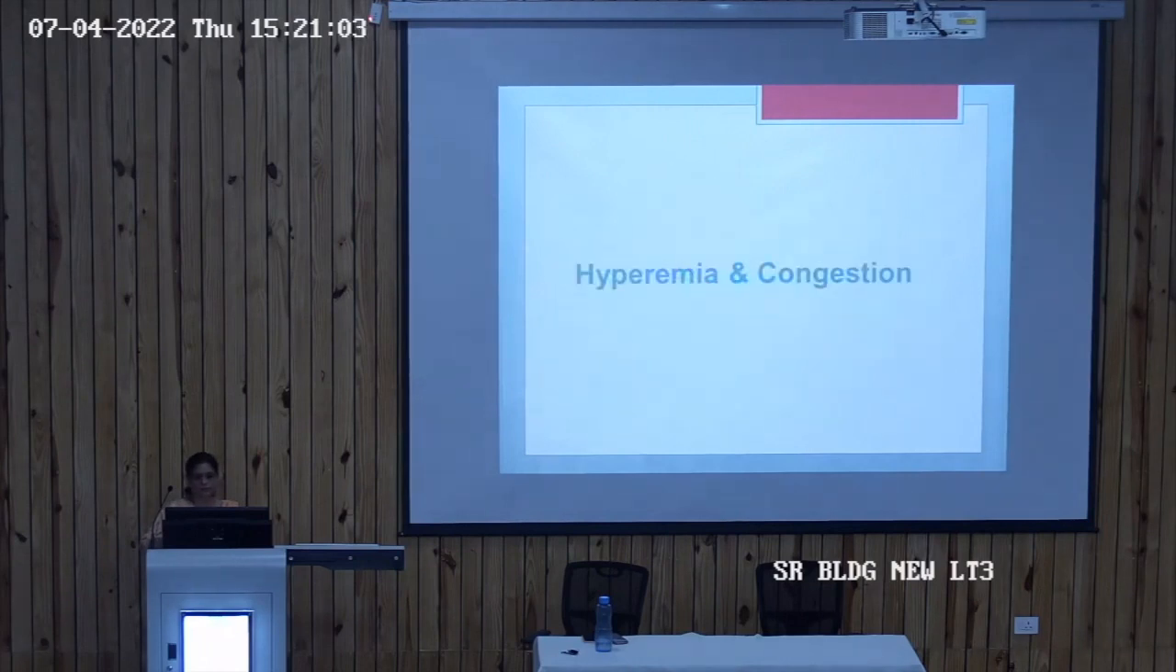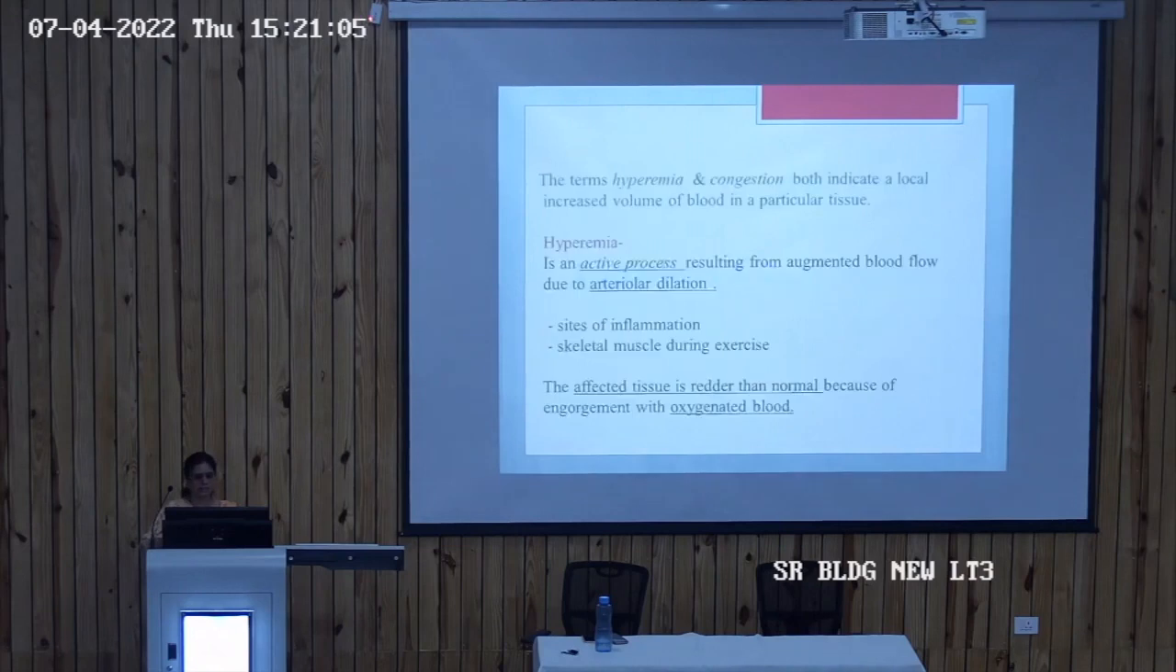So this was edema. Now this is today's lecture, hyperemia and congestion. The terms hyperemia and congestion both indicate local increased volume of blood in the particular tissue. Hyperemia means there is more blood there, and in congestion also there is more blood. But hyperemia is an active process and results from augmented blood flow due to arteriolar dilatation. It can occur at the sites of inflammation or skeletal muscle during exercise. If it is because of skeletal muscle during exercise, it is a physiological cause. Sites of inflammation, it is a pathological cause.